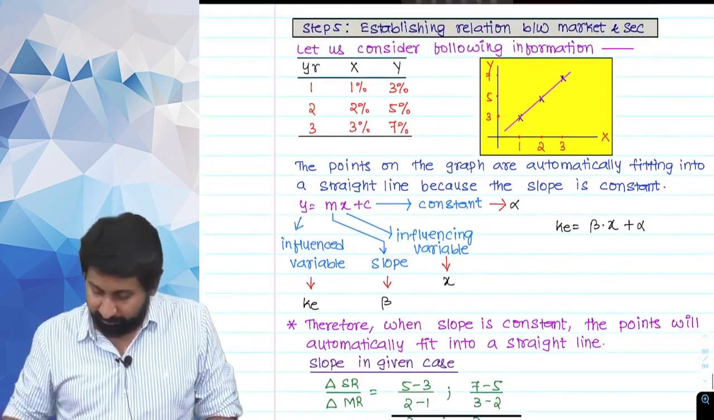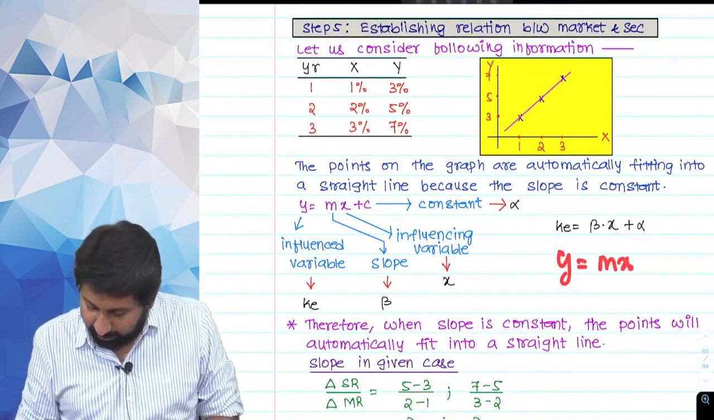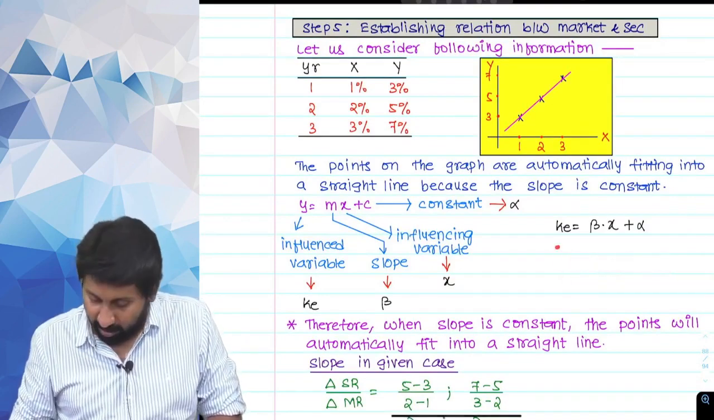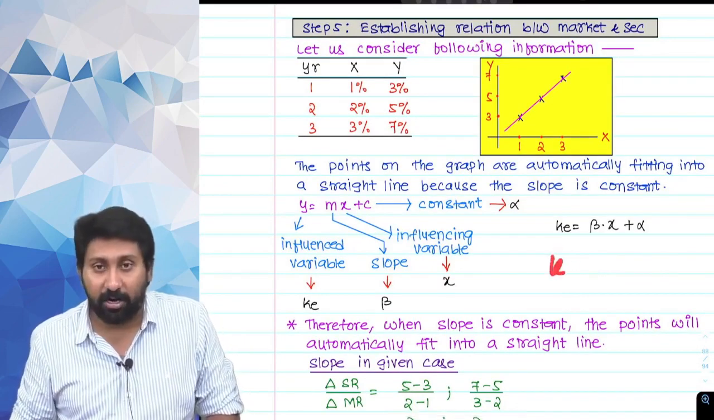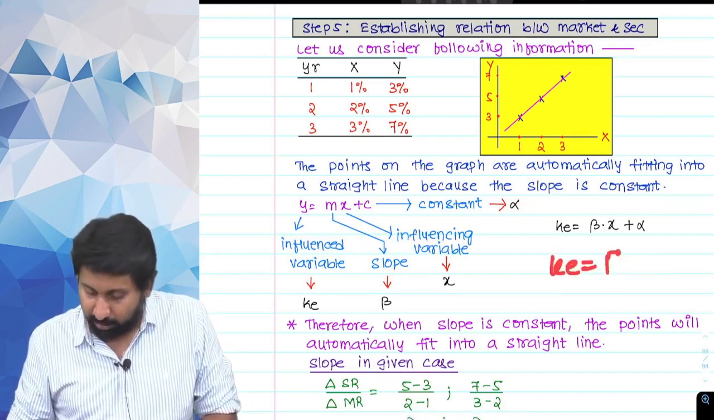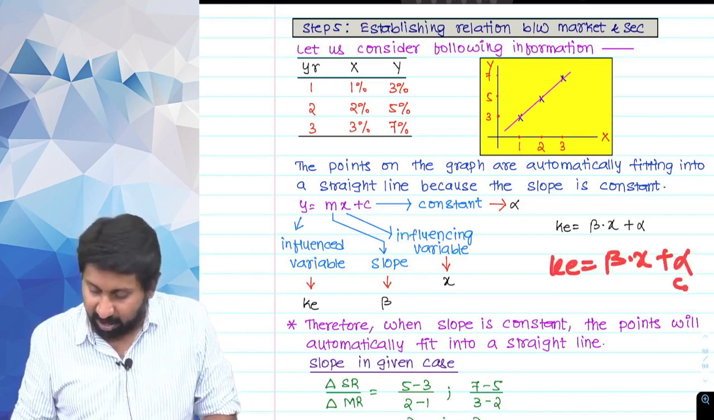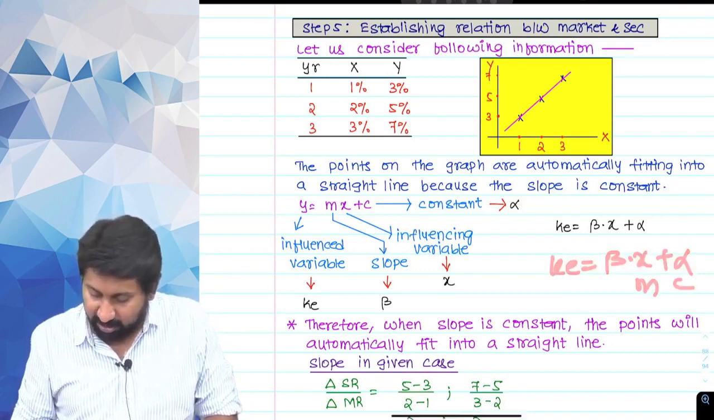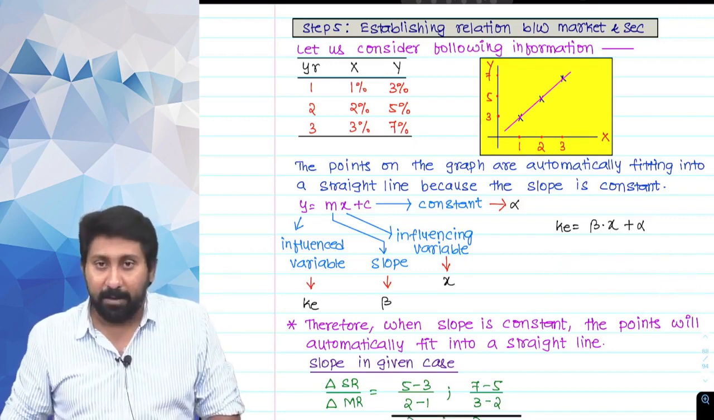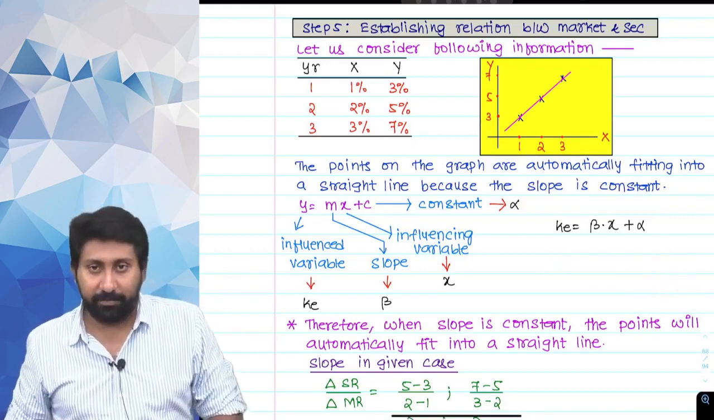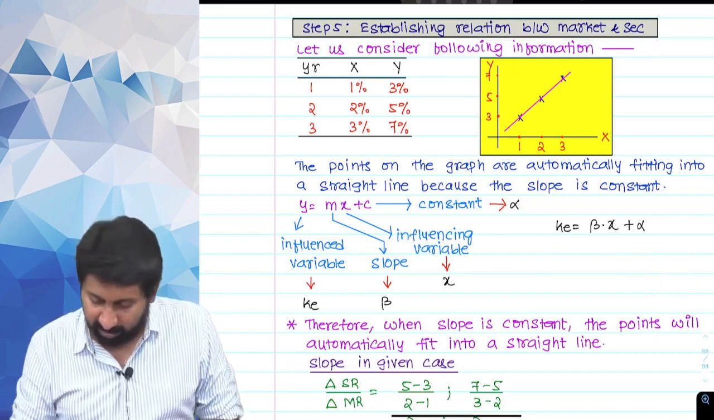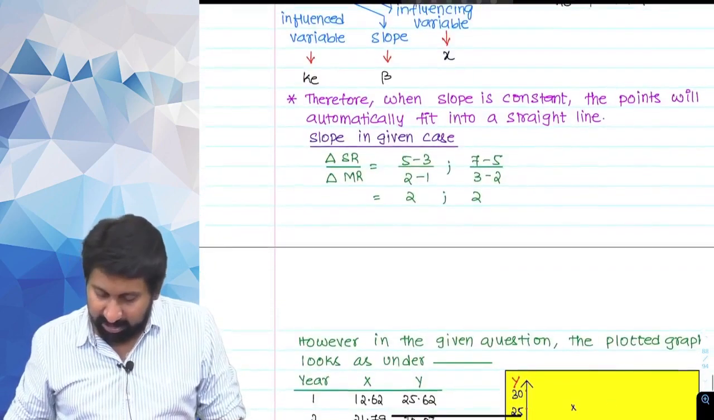So y equals mx plus c. Y here means the security return, which we also call Ke equals beta X plus alpha. Alpha is a constant, and X means market. So y equals mx plus c can be written as beta M plus alpha. Instead of writing beta X plus alpha, you can write M beta plus alpha.